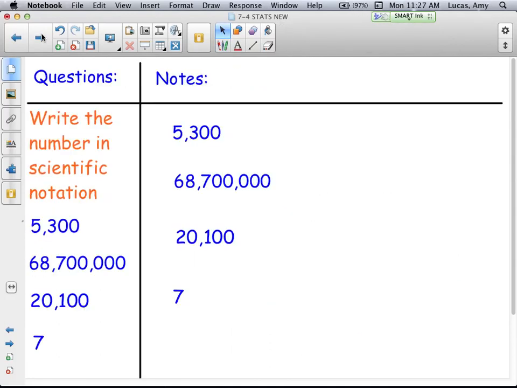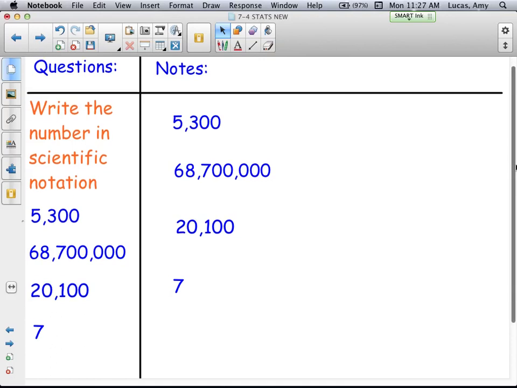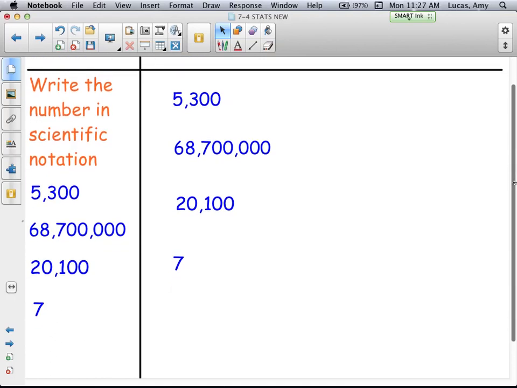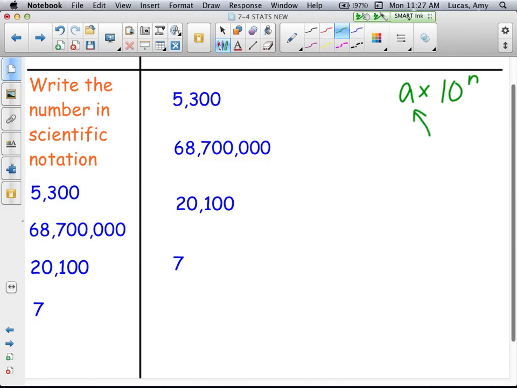This first slide is asking us to write the number in scientific notation. So remember, we're looking for a times 10 to the power of n, and a has to be a number from 1 to 9. Now, you may notice that the first number is 5,300, so it's clearly not a number from 1 to 9. So what we're going to do is write the decimal point where it starts, and move that decimal point over.